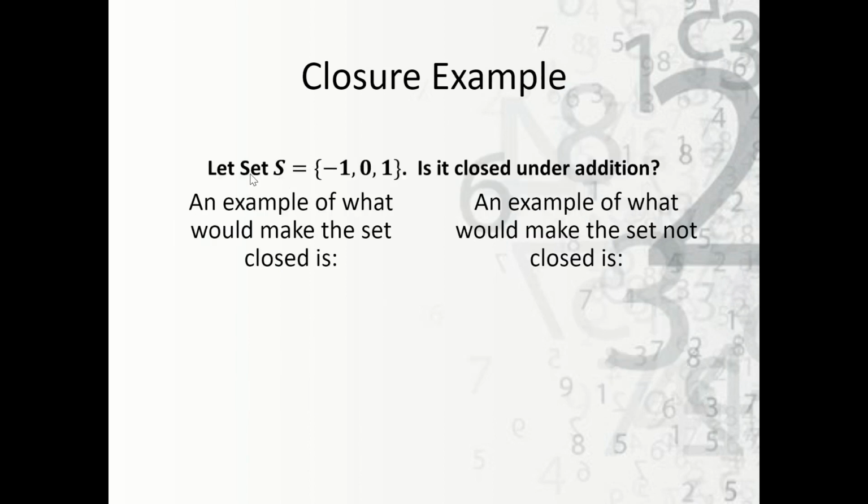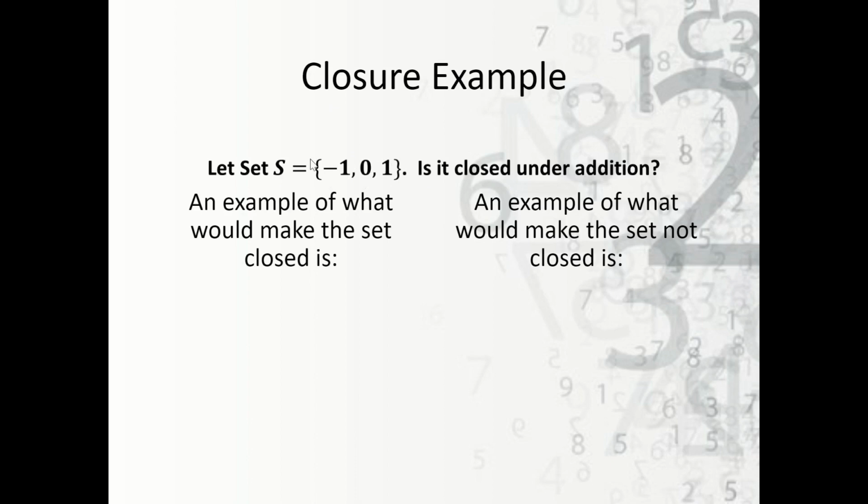So let's take a look at what this means. Here's an example. We have the set of -1, 0, and 1, and want to know, is it closed under addition? What that means is I'm going to take each of these elements, like -1 and 1, and when I add them together, I get 0, which is in the set. So that means that the set might be closed.